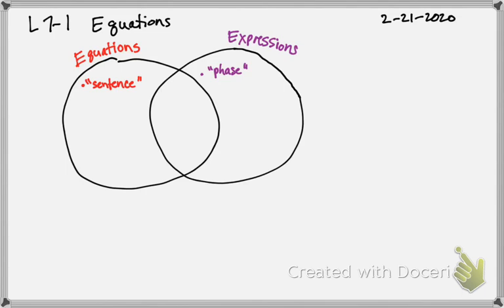So what makes me able to figure out an unknown in an equation that I can't figure out in a phrase is the fact that I have an equal sign. So now I have stuff going on both sides of this equal sign, which allows me to actually figure out the value of an unknown. On the flip side, an expression has no equal sign. That's what makes it an expression.